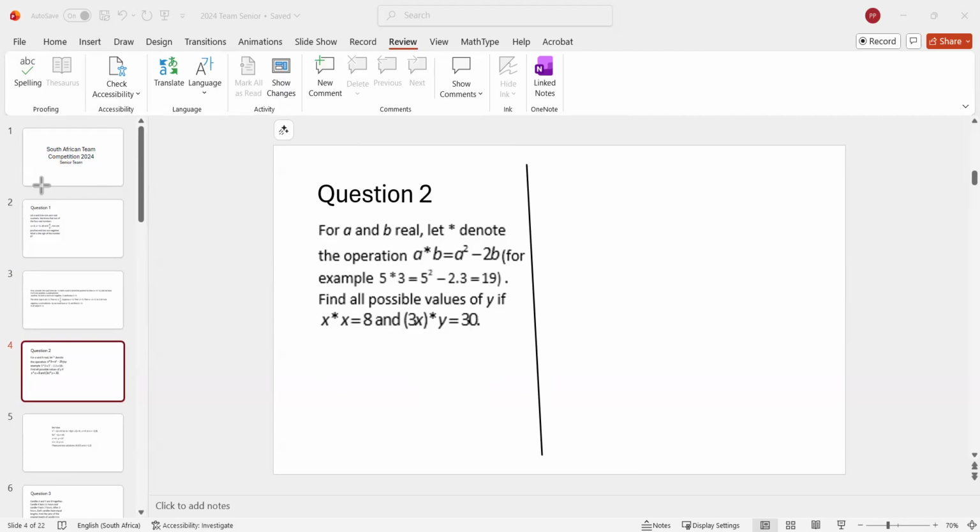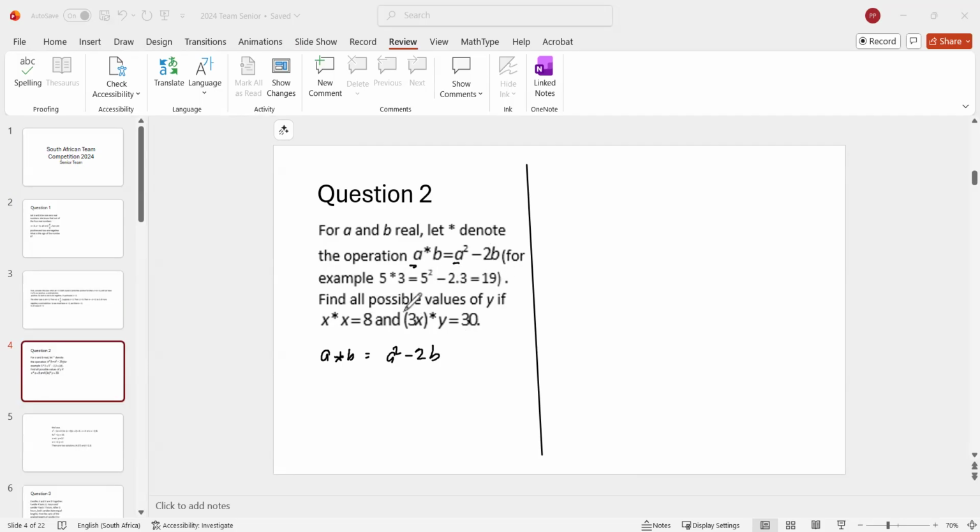Right, so let's just write this down. A star B is equal to A squared minus 2B. To give an example, 5 star 3 is the first one squared minus twice the second one. So it's 5 squared, which is 25, minus twice the 3, which is 6. So you get 25 minus 6, and this is 19.